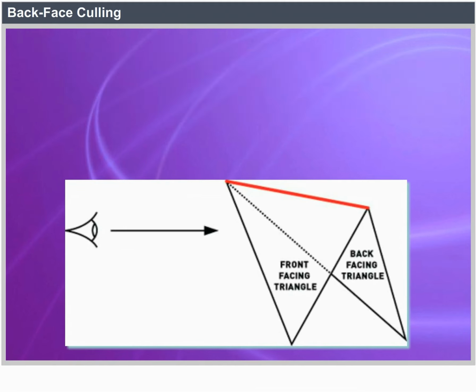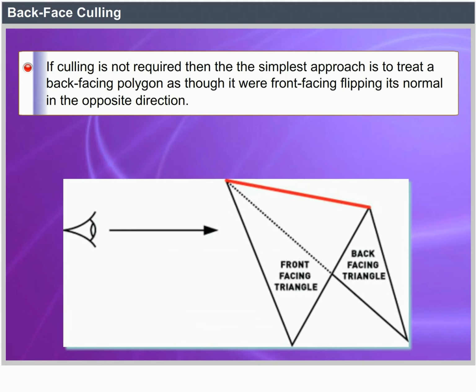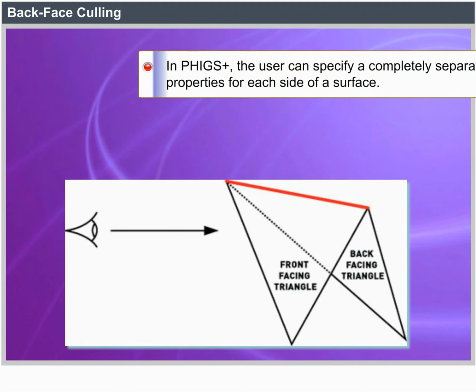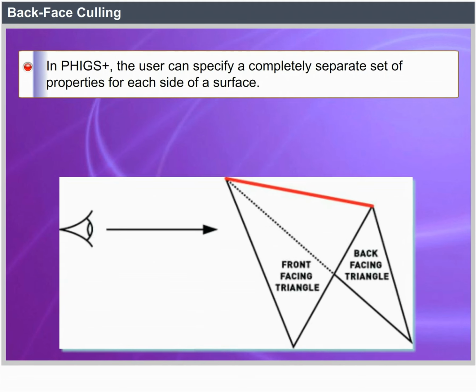If culling is not desired, the simplest approach is to treat a back-facing polygon as though it were front-facing, flipping its normal in the opposite direction. In PHIGS+, the user can specify a completely separate set of properties for each side of a surface.